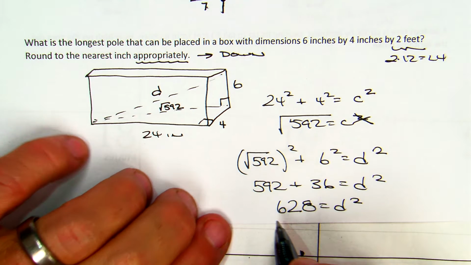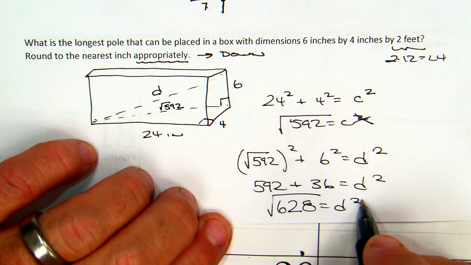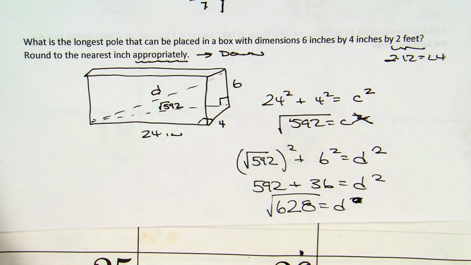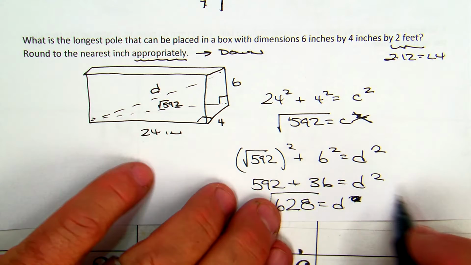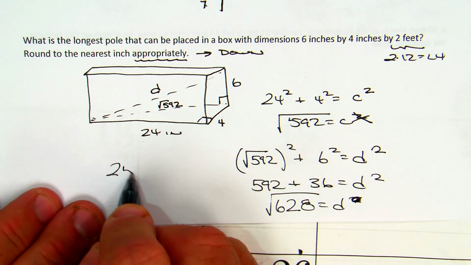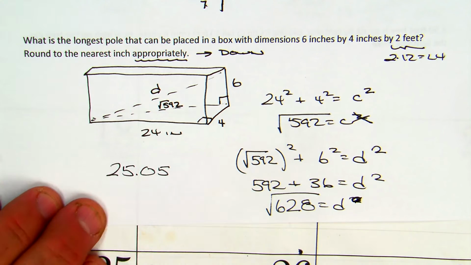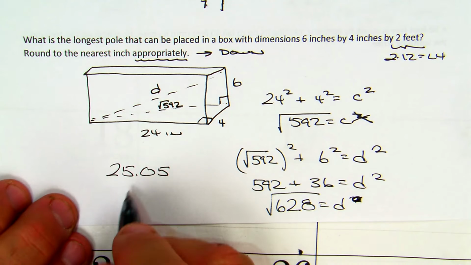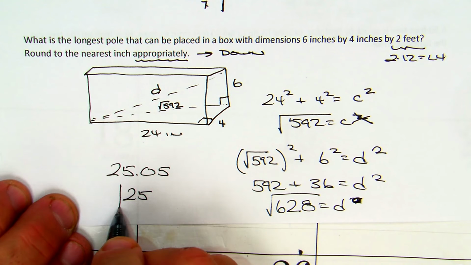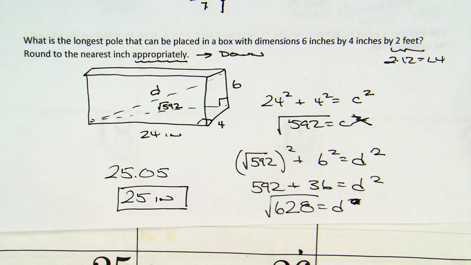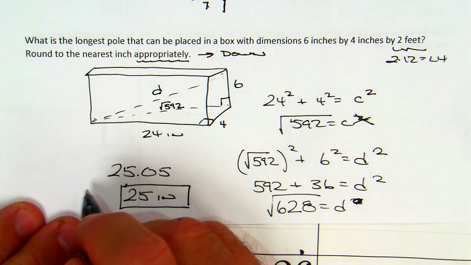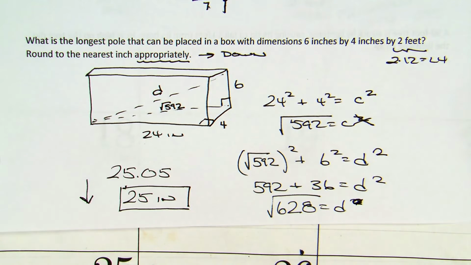And then my last step, just like in the last step, is to do a square root. And I get 25.05. Alright. Fortunately for this one, the closest inch is 25. So my final answer is 25 inches. If it was 25.6, it would still be 25 inches. So remember from the other day, you always round down.